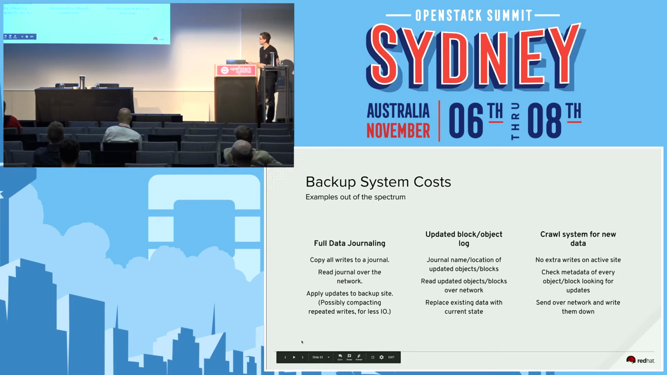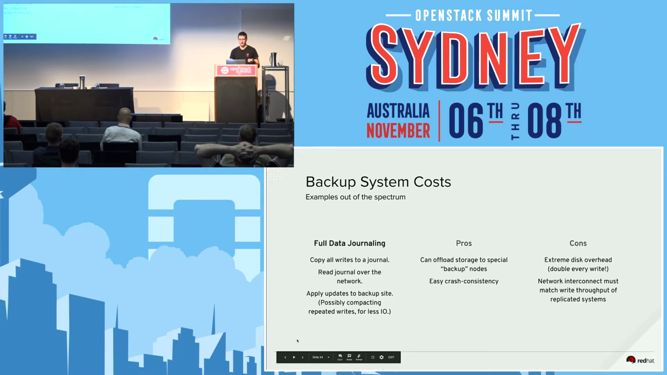There are several examples here that cover the spectrum. I want to be clear that most of the time when you're doing backup, you know something about the workload, so you can do better than these. But this is sort of the basic choices you make, and then you have to figure out the hacks that let you be better than this. The first one that we're going to talk about is full data journaling.